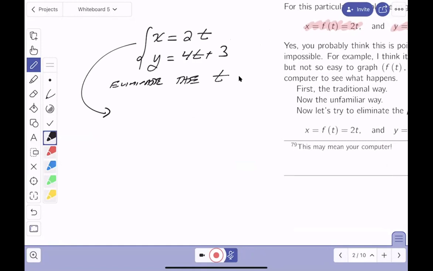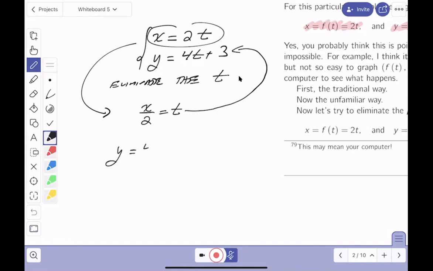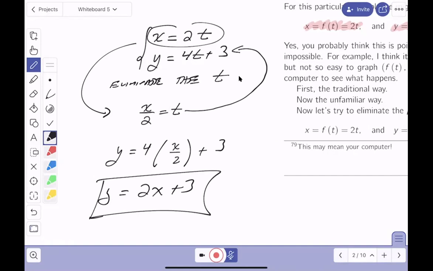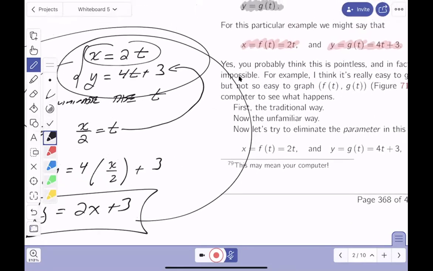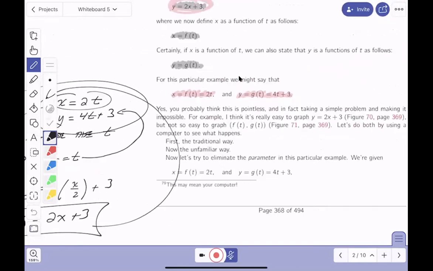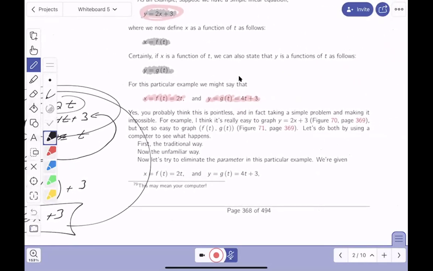I'm going to take x over 2, and that's t. I took the first equation and I solved for t. Then I plug it into the second equation. And what do you get? y equals 4 times, what's t? x over 2, plus 3. What does this give me? y equals 2x plus 3. This should be familiar to you. This and this graph out the same. So I'm going to say elimination of the parameter is not a bad idea. However, it can be deceiving.